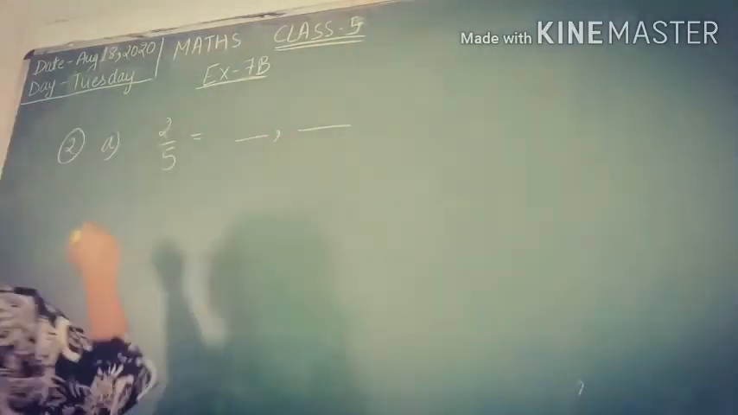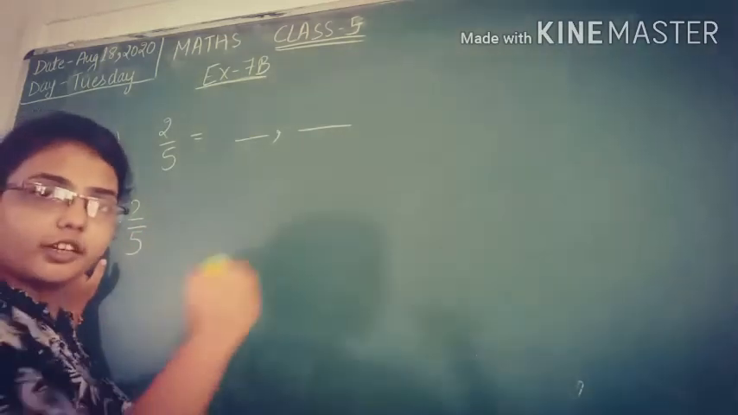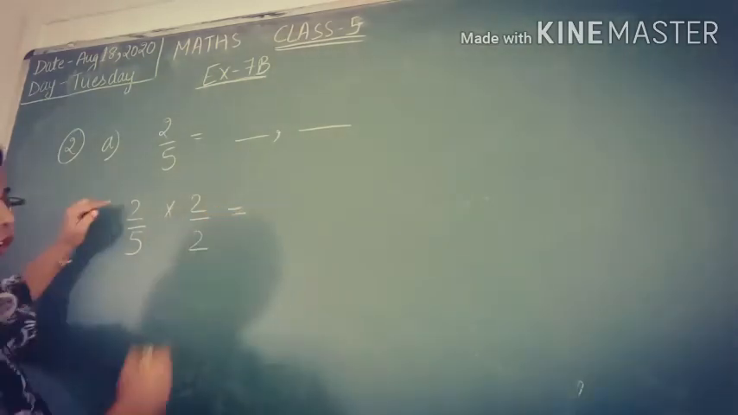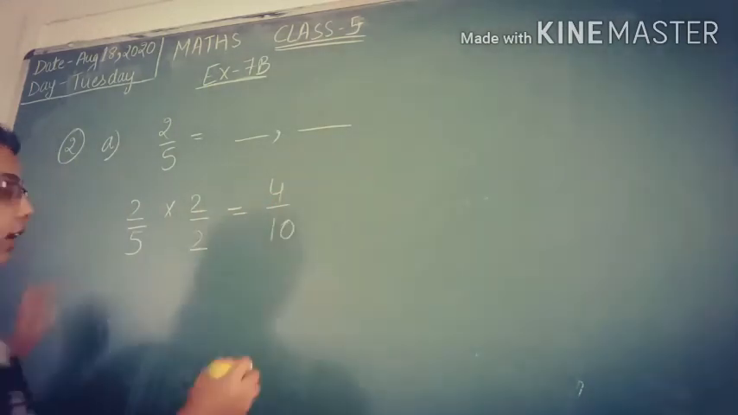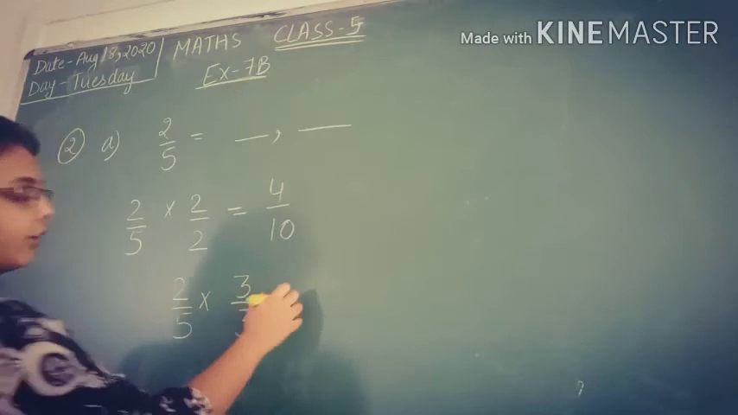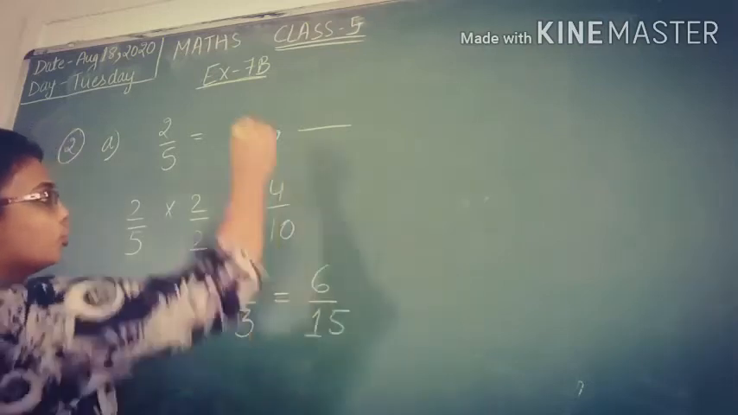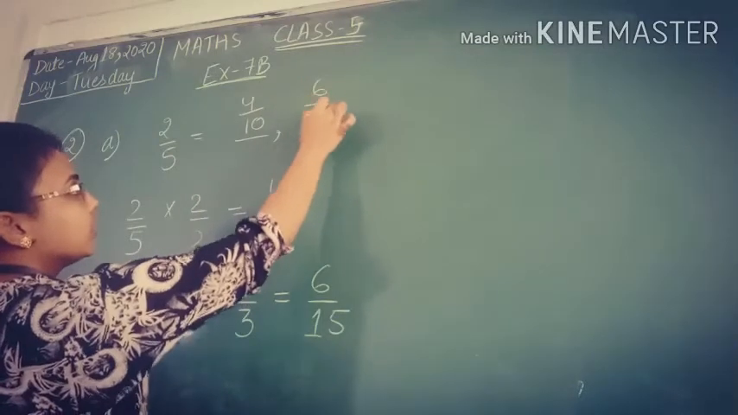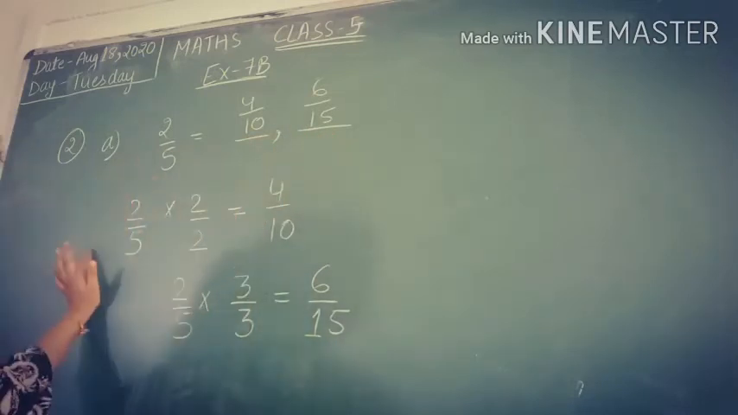So let's do it. If I multiply 2/5 by 1 in numerator and denominator, you will get the same result. But if I multiply with 2 in the numerator and denominator, you will get 2 2s are 4 and 5 2s are 10. Is it clear? In the same manner, if I multiply the numerator and denominator with 3, you will get 2 3s are 6 and 5 3s are 15. So you will get the two equivalent fractions: one is 4/10 and the other is 6/15. You can see that these are equivalent to 2/5.